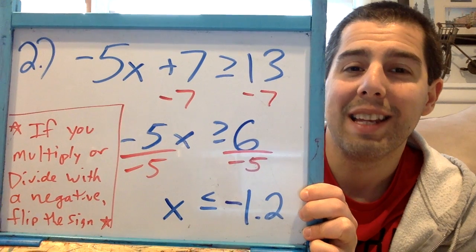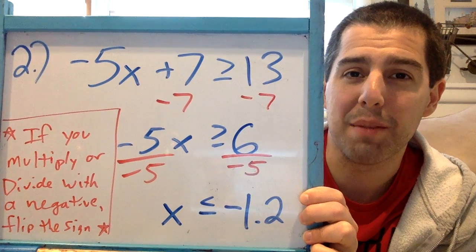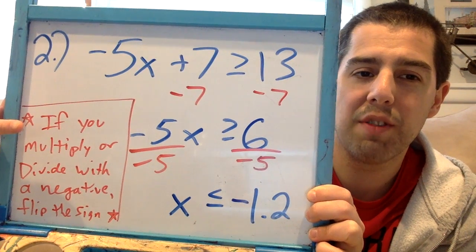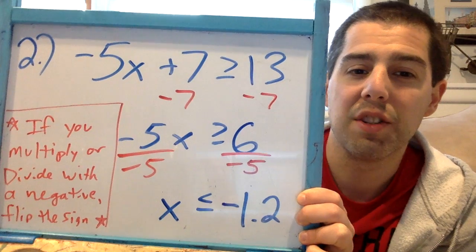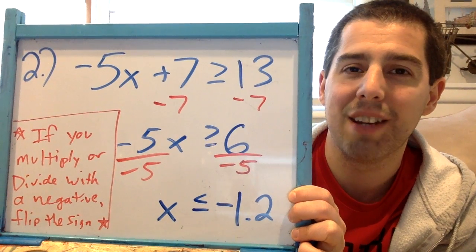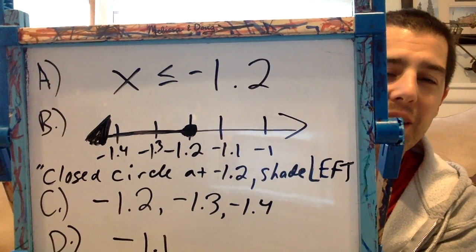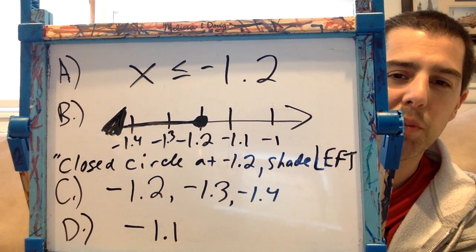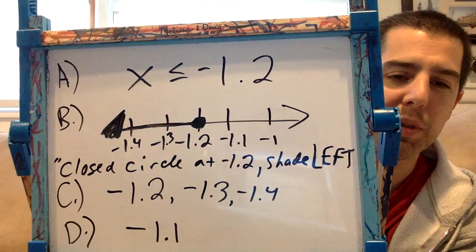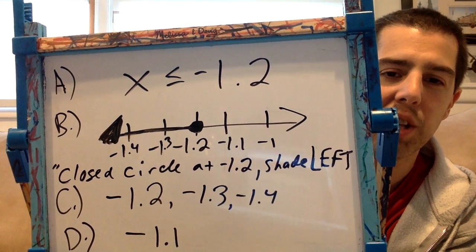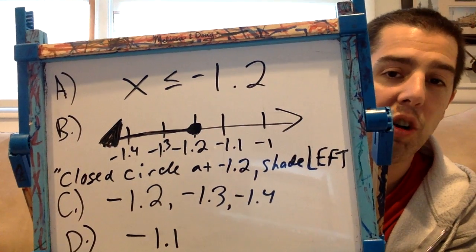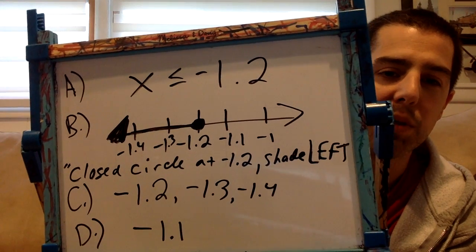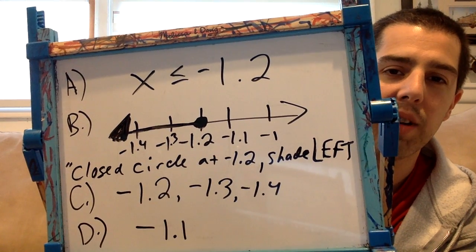Number 2. You're going to want to start by subtracting 7 on both sides and then dividing both sides by -5. If you multiply or divide with a negative, flip the sign. So x is less than or equal to -1.2. If x is less than or equal to -1.2, then you're going to make a closed circle at -1.2 and shade left. Possible solutions are -1.2, -1.3, -1.4, or even larger negative numbers like -5, -100. A number that would not be a possible solution for this inequality is -1.1.